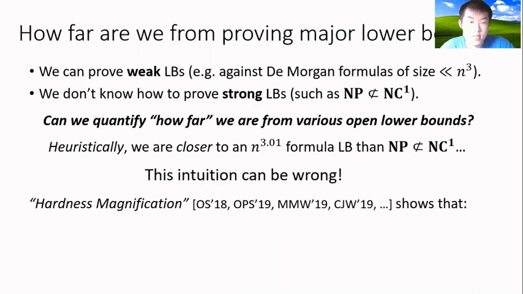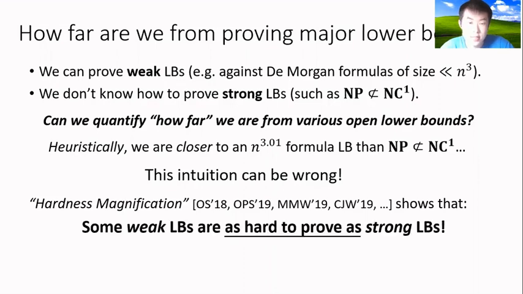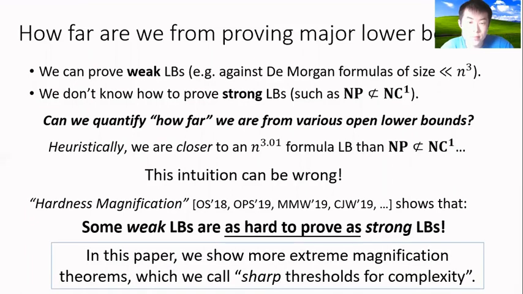A recent line of research studies a strange phenomenon called hardness magnification. It shows that some weak lower bounds are as hard to prove as strong lower bounds. So it's actually quite hard to estimate the difficulty of proving lower bounds. In this paper, we show some more extreme magnification theorems, which we call sharp thresholds for complexity theory.